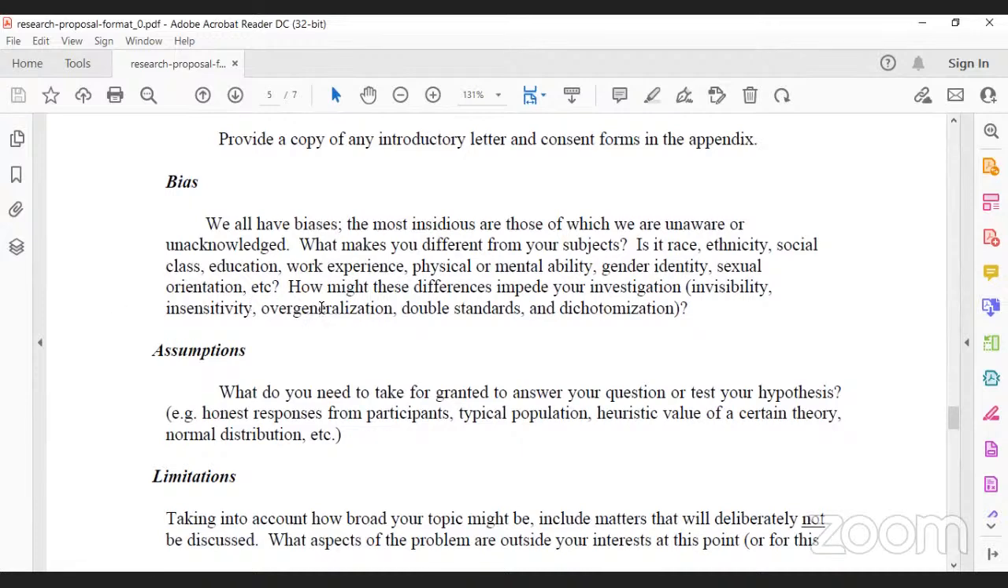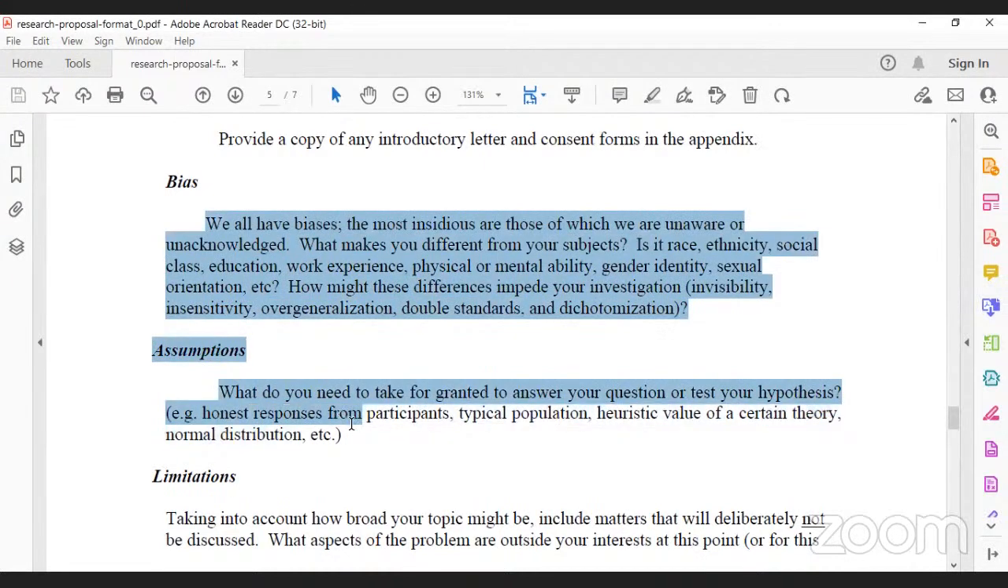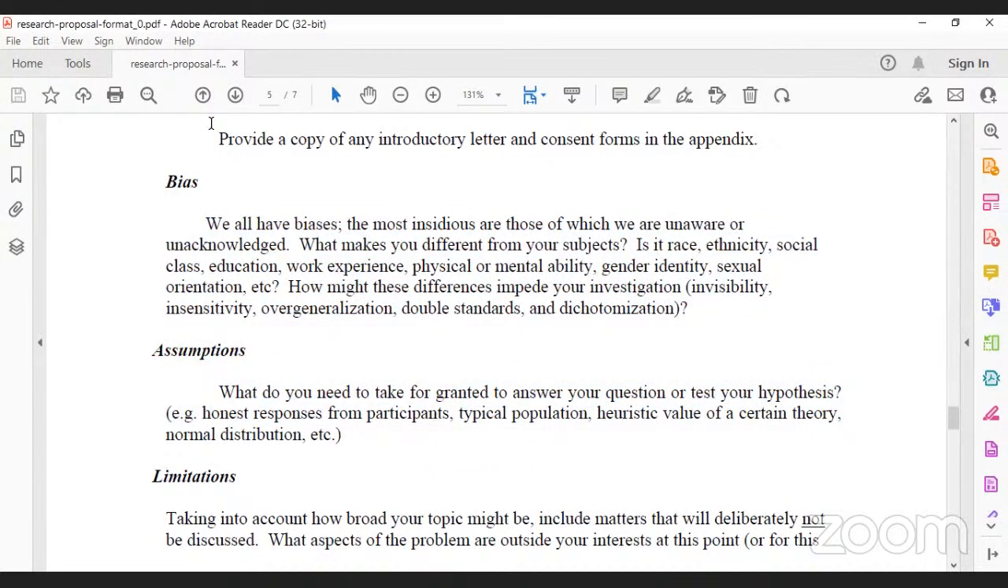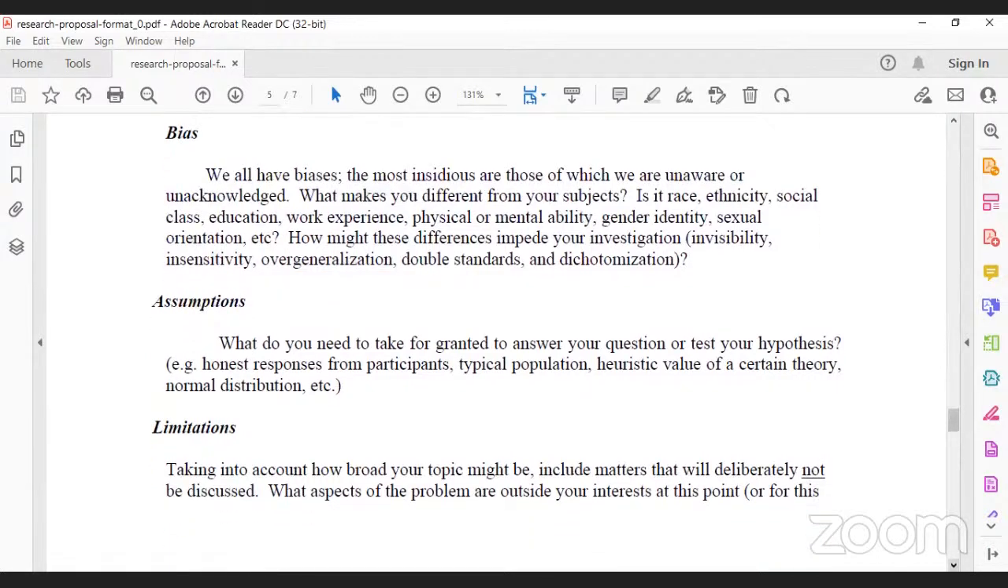Invisibility, insensitivity, overgeneralization, double standards, dichotomization. If these are some of the variables which might interfere in your study, you should be mentioning that. Assumptions: these things are not important if your study does not include a very specific population; if it does, then you have to mention them. So these are some of the things which can be taken care of.